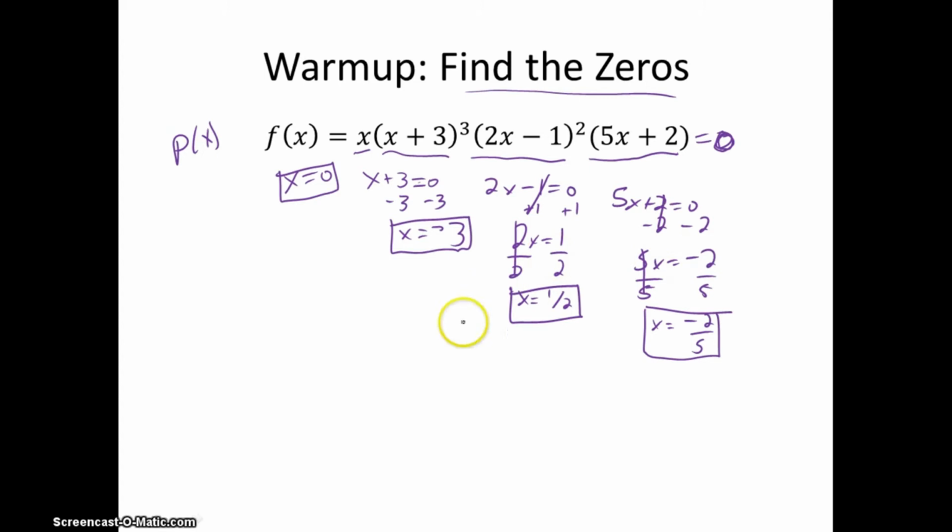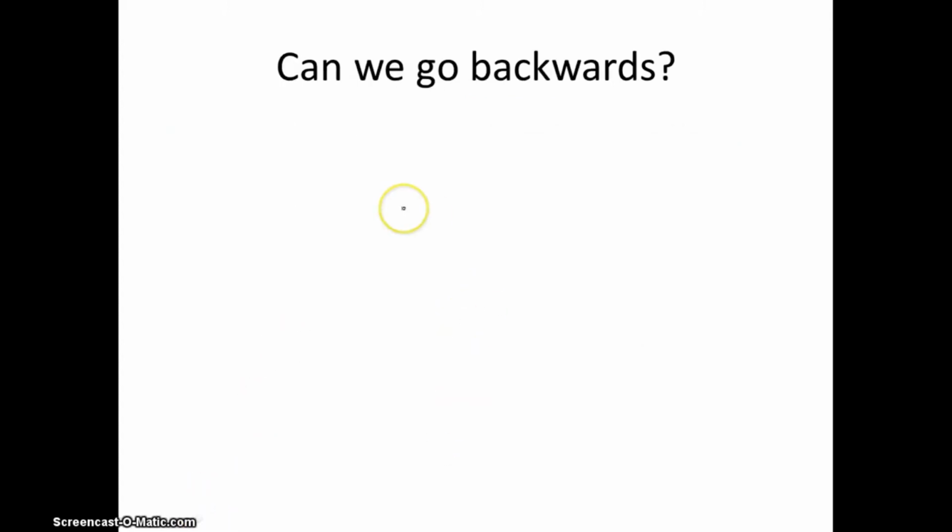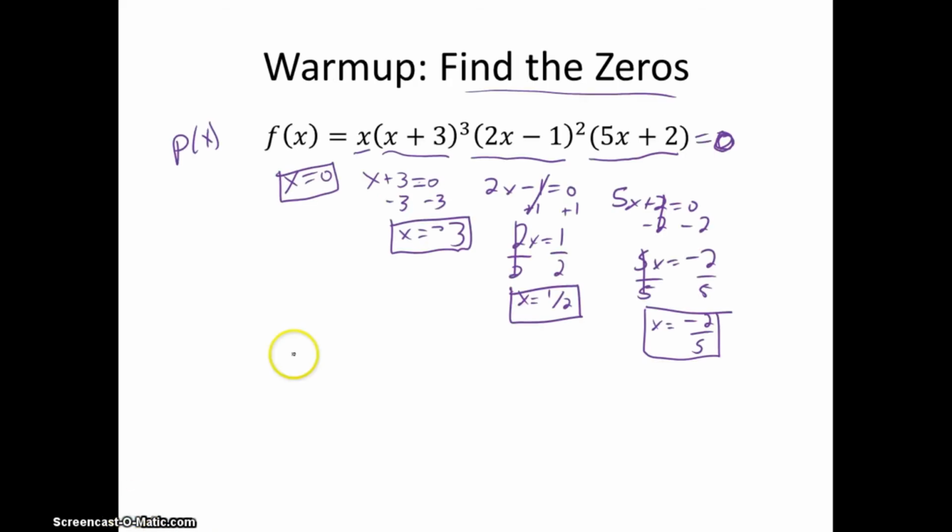But solving out like this will work every time. So now what the factor theorem is all about is, can we go backwards? So if I tell you the zeros of a polynomial are negative 2/5, 1/2, negative 3, and 0, could we get to this equation? Well, let's take a look and see if we can do that.